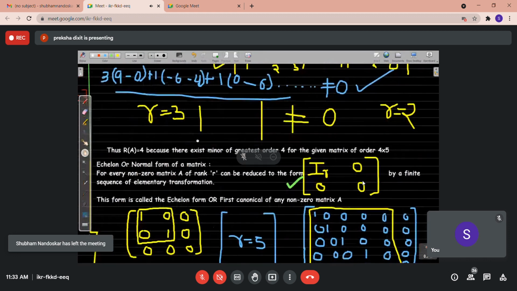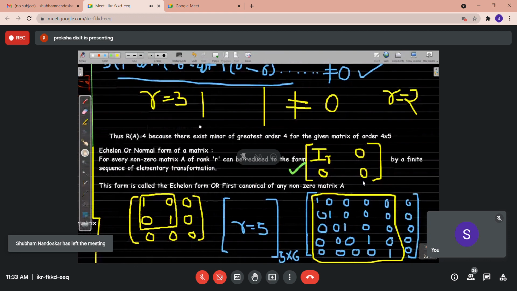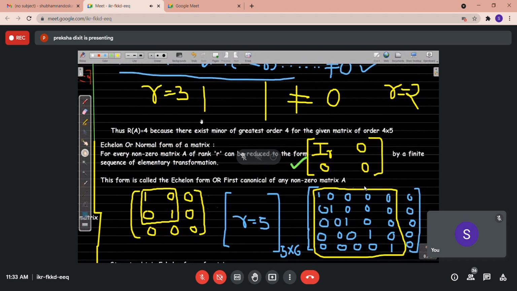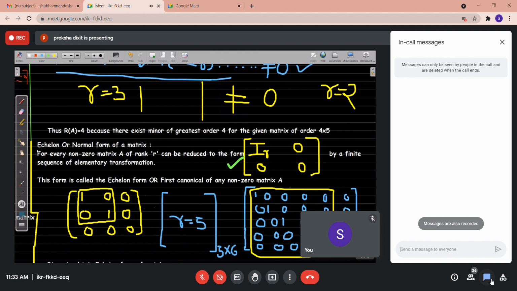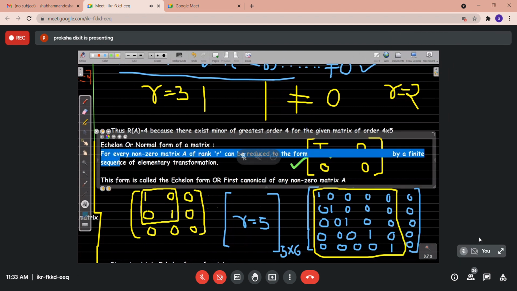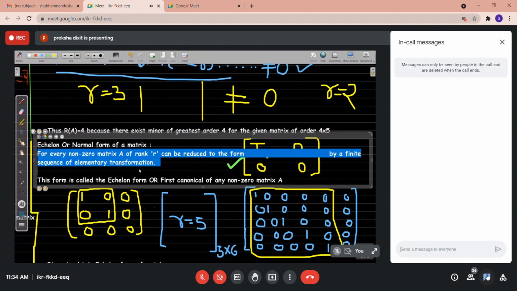and normal form of a matrix. Let us understand what is this form and why do we use this form of a matrix in mathematics. So an echelon form has a format of a matrix which describes that every non-zero matrix A of rank R can be reduced to the form of a matrix written over here.